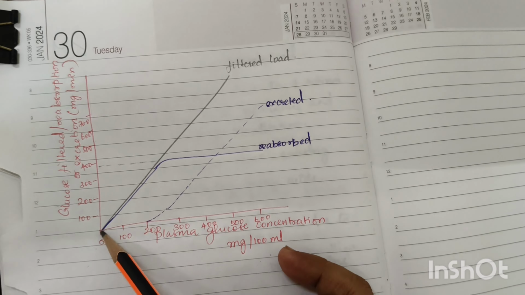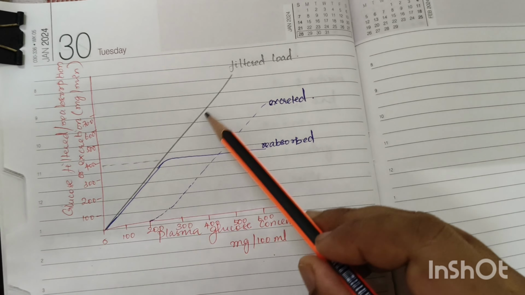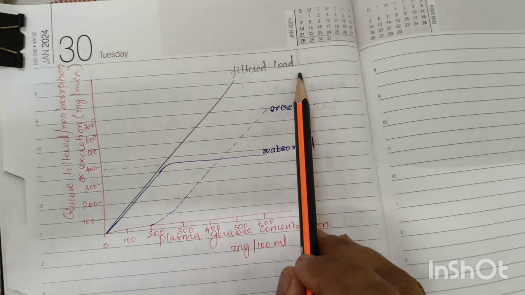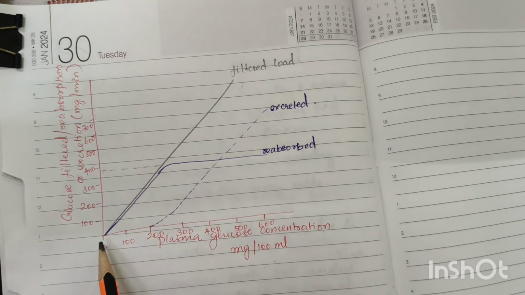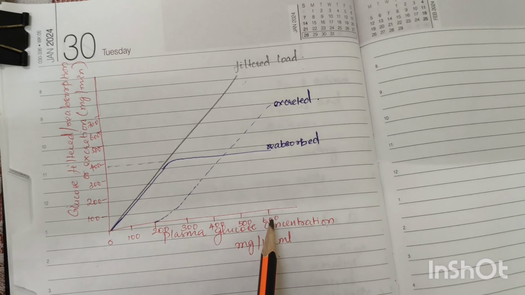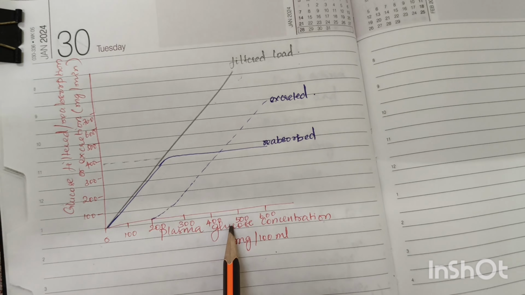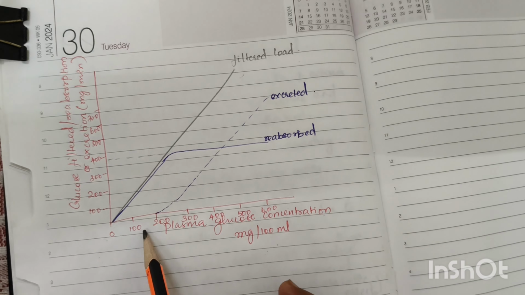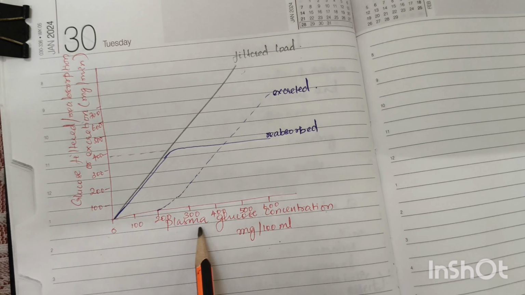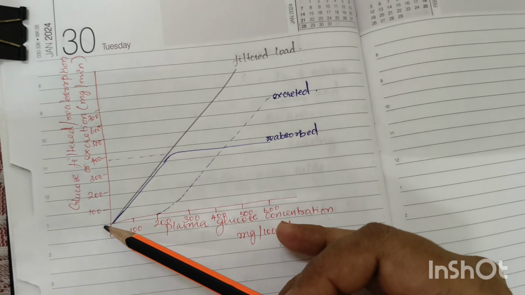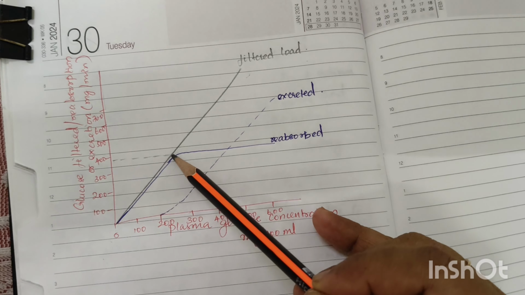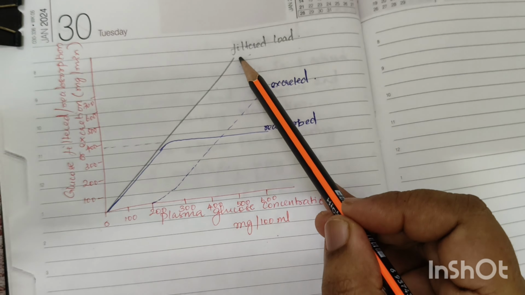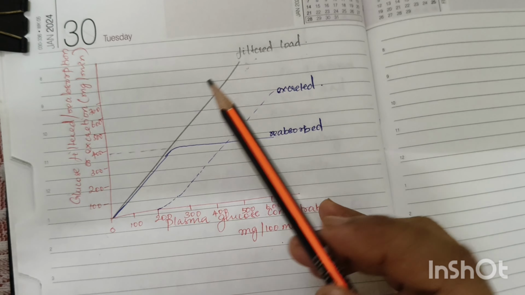Now see this straight line which is drawn in pencil, which is called the filtered load. As the plasma glucose concentration increases, the glucose which is filtered through the glomerular filtration also increases linearly. That is what is understood from this straight line.